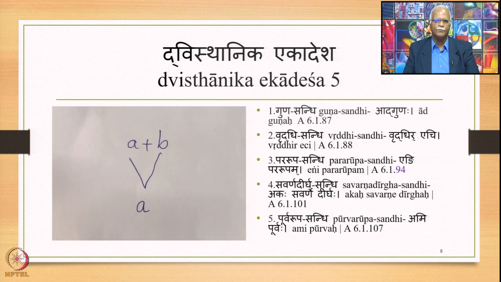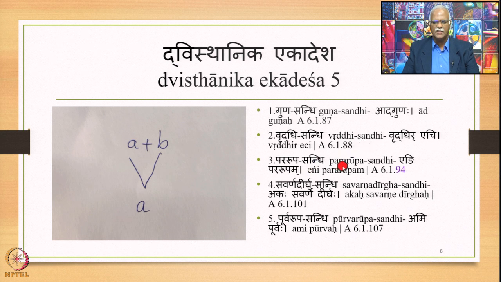And finally, you have purvarupa sandhi, where you have A plus B in close proximity in the samhita, where A is purva and B is para, and in place of both of them, you place the purva, that is A. These are the five types that we have studied, and these are the sutras. So, guna sandhi is stated by the sutra Ad Gunaha 6.1.87. Vriddhi sandhi is stated by the sutra Vriddhirechi 6.1.88. We also studied some more sutras stating Vriddhi sandhi.